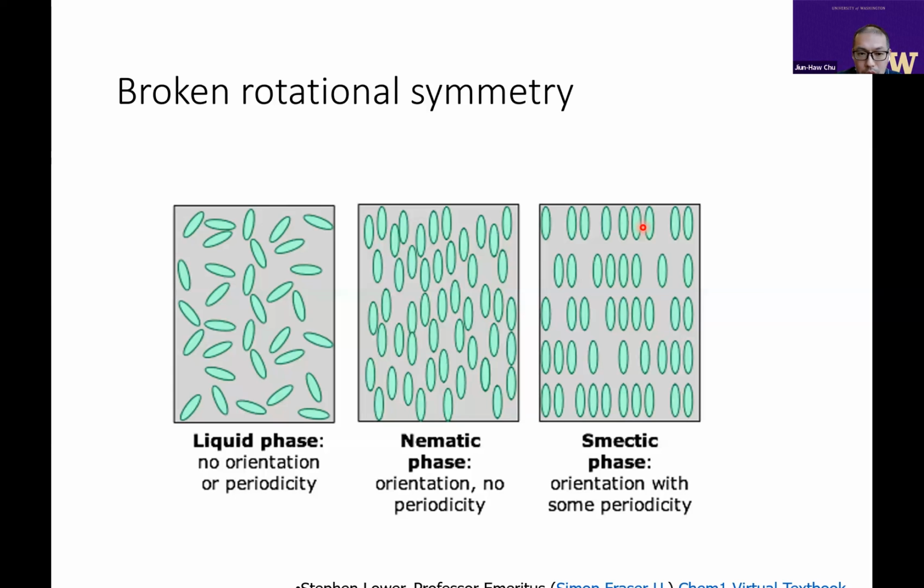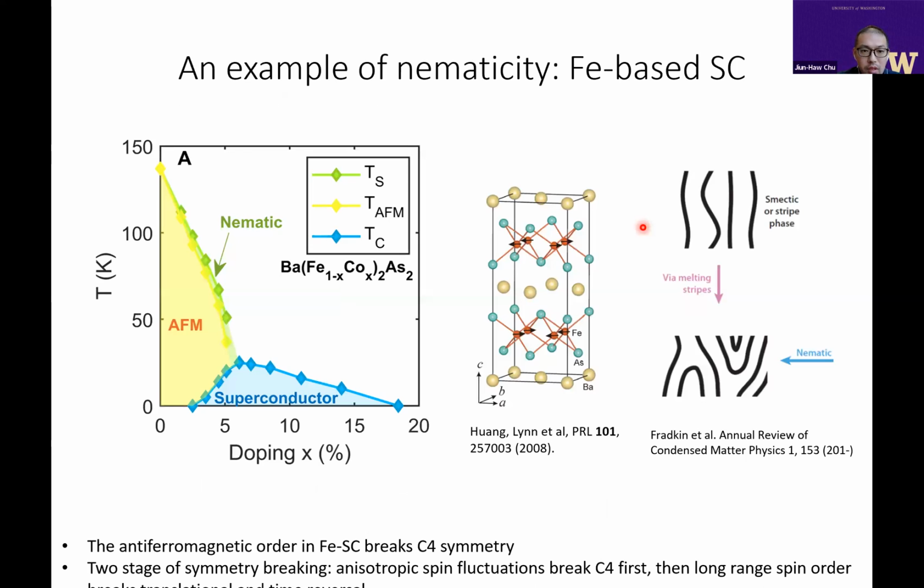So this idea has been borrowed by the condensed matter community in the strongly correlated phases, and a very well-known example is the nematicity in the iron-based superconductor, where you have a square tetragonal unit cell. The ground state of the iron-based superconductor without any doping is an antiferromagnetic phase. So you have spins aligning ferromagnetically along one direction and antiferromagnetically along the other direction.